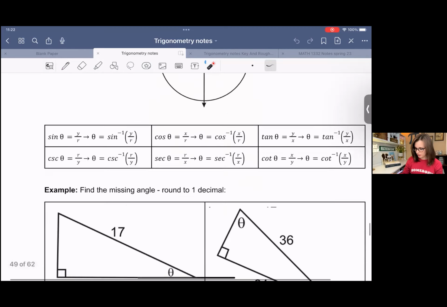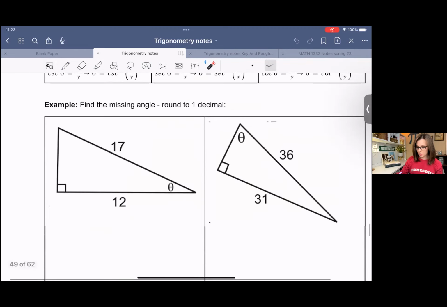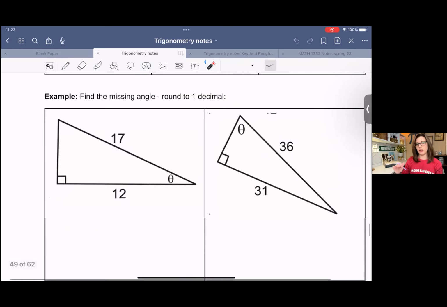So I have a couple examples down here. We're going to round to one decimal place, so we're going to be getting an approximate solution. And we have a right triangle, so we can find this missing side here. But what we're actually looking for is the angle. So I don't even really need to worry about the missing side. Now, if I were solving the triangle, then I'd find that missing side and the other missing angle. But for right now, we're just going to focus on theta.